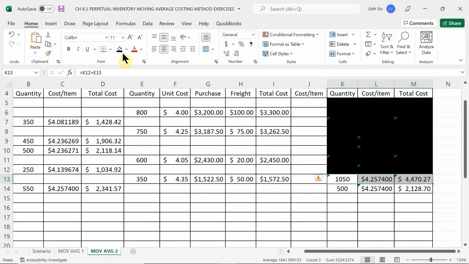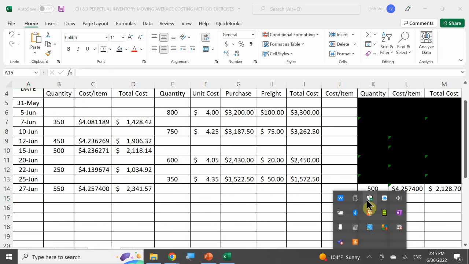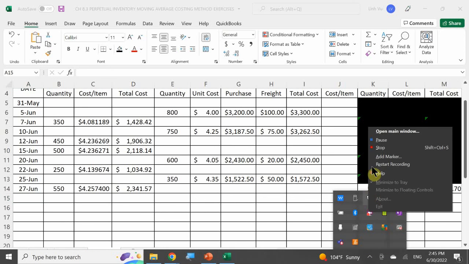And that's how you do moving average. Any questions? Again, this is the most easiest and widely used because it's much easier to just calculate an average cost than have to keep track of every single batch of inventory that you have.